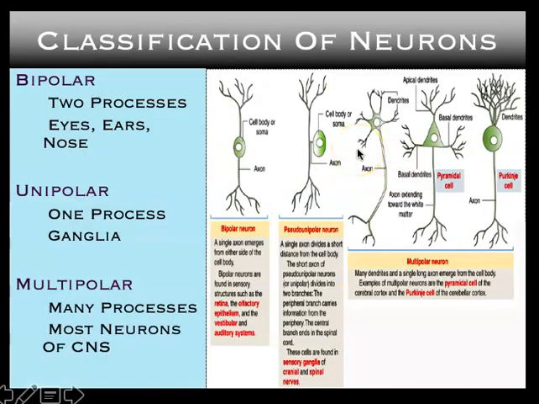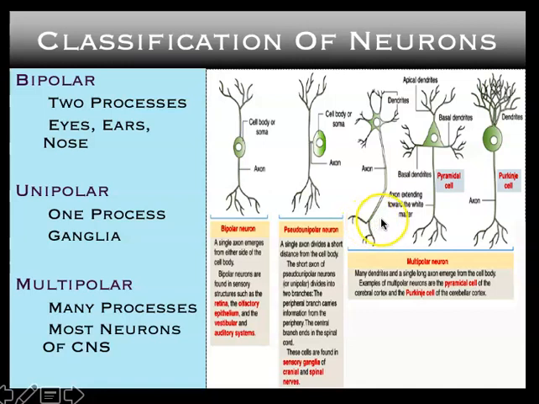Remember that there's multiple types of neurons, and the one we're going to be most familiar with is this typical multipolar neuron, right? Where I have multiple dendrites and typically one axon.